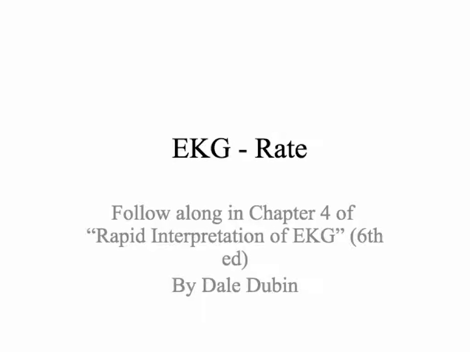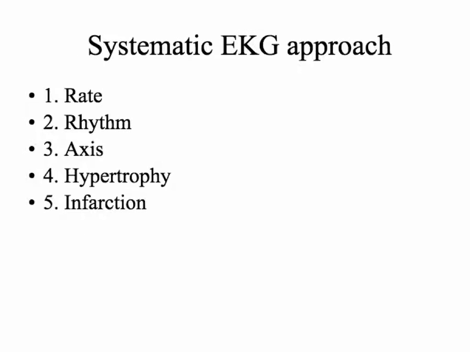Okay, the EKG, we're going to look at rate. This goes along with Chapter 4 of Dubin's Rapid Interpretation of EKG. So the systematic approach to an EKG is to look at the rate, rhythm, axis, look for hypertrophy, and look for infarction. So in this video, I'm talking about the rate.